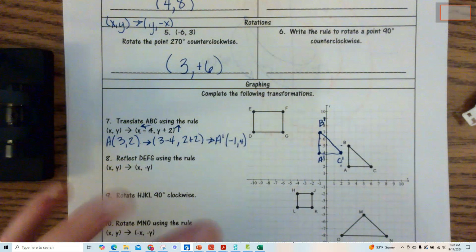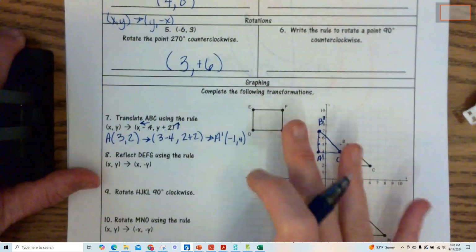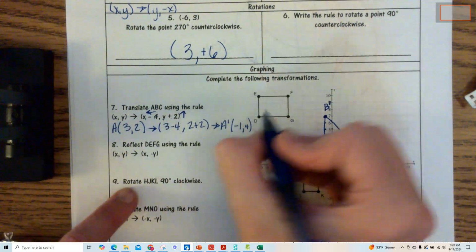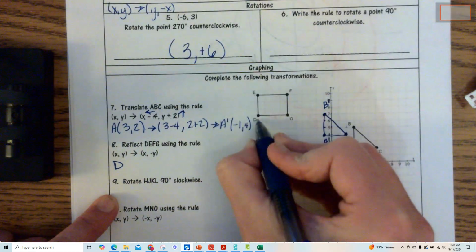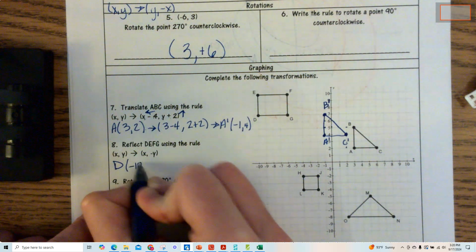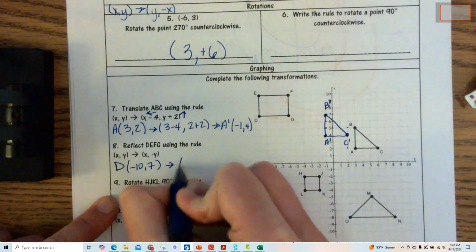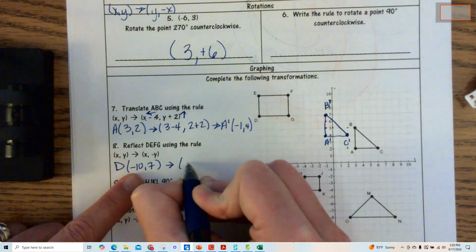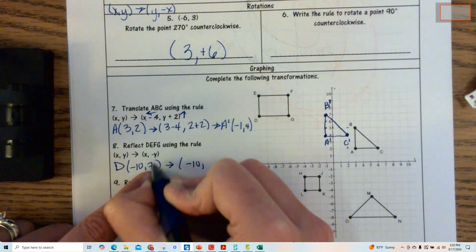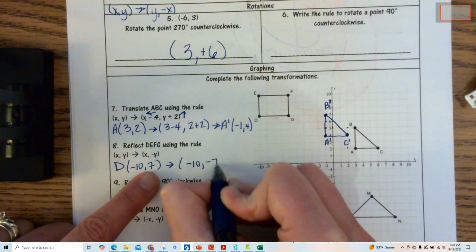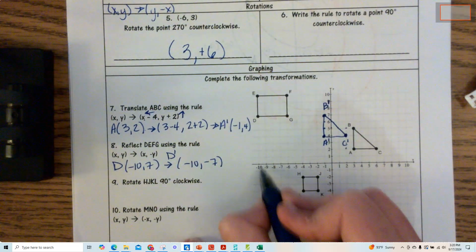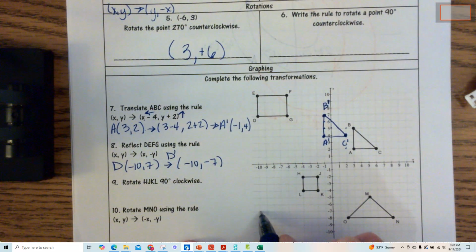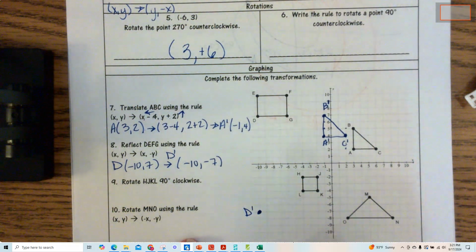Reflections, same way. I'm going to do one of these points just so you can see. I could use the rule. So I could reflect D. D is at negative 10, comma 7. I could use this rule. X stays the same. Y changes signs. So positive 7 becomes negative 7. So that's D prime. So negative 10, negative 7, sorry, my brain stopped, would be D prime.